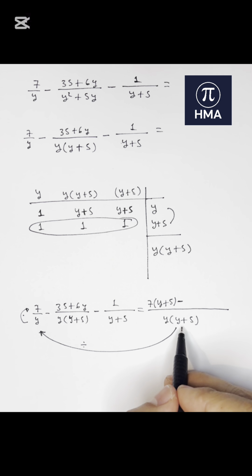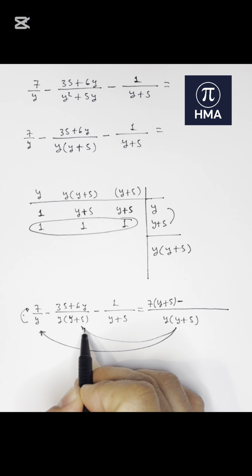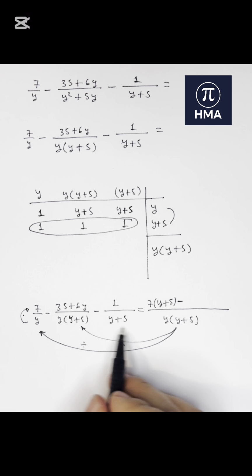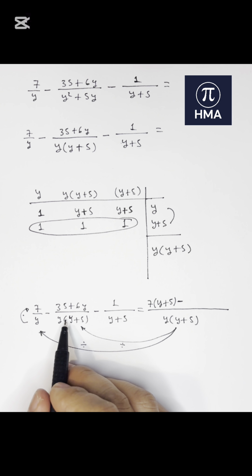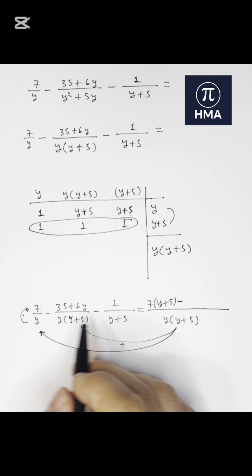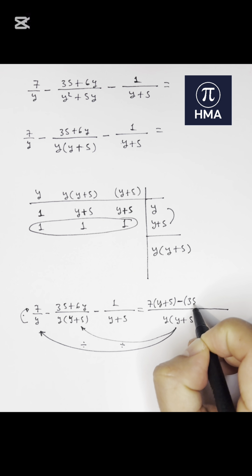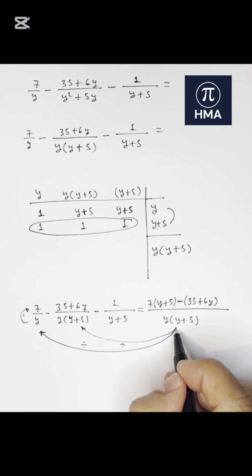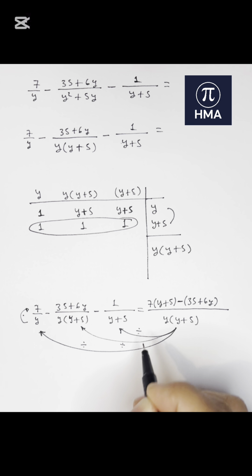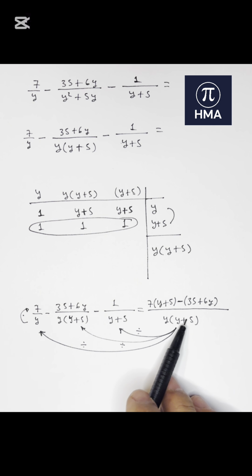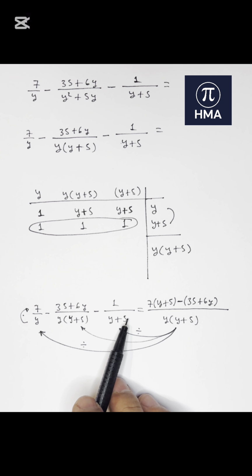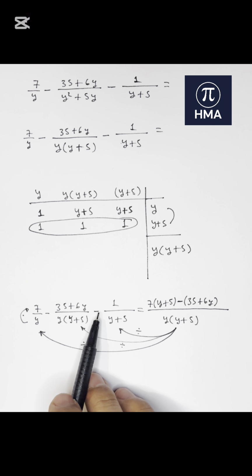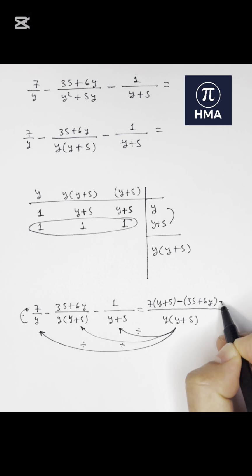And I will perform the same division. In this case, if you observe, this denominator is exactly the same as this denominator, so the result will be 1. That will be multiplying 35 plus 6y. And the next step, exactly the same. In this case, we have y plus 5 here, and also y plus 5 here. That will go away, and the result will be just y. That will multiply the minus 1. So we get minus y.